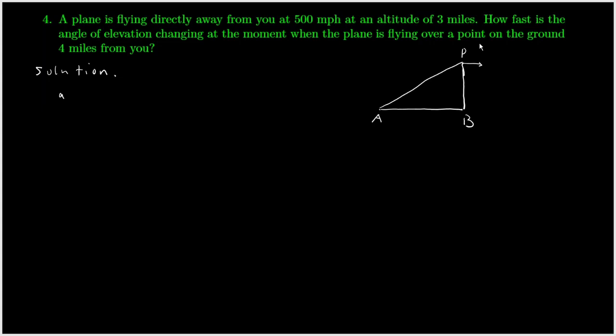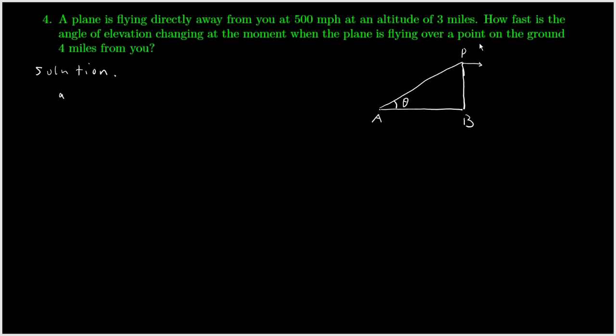Now the angle of elevation is the angle A actually. Later on we are going to call this angle theta. I'm going to label the angle using theta. You can see as the plane flies further and further away from you, the angle theta is getting smaller and smaller.